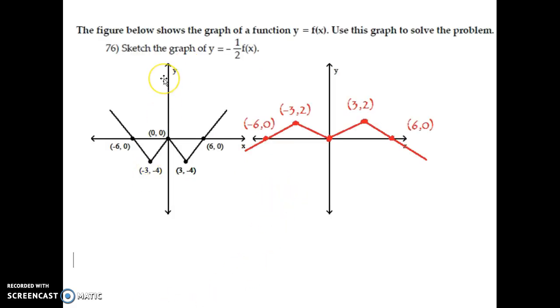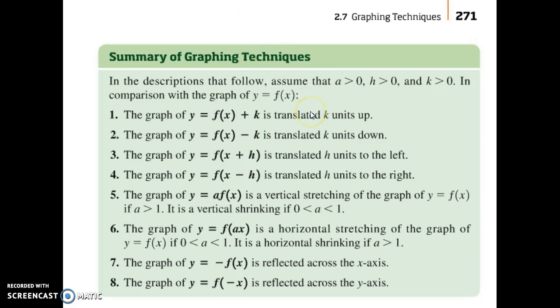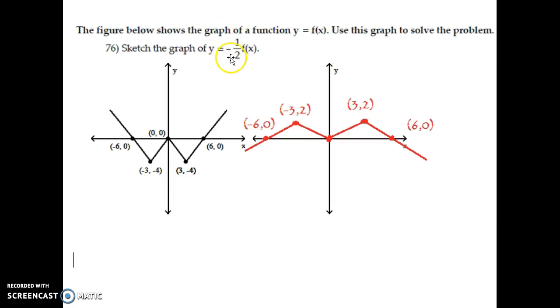For this problem, we're given the graph of y equals f of x, and then we want to graph this. So it's helpful to look back to all the transformations we can do on functions. This is on page 271. If we're multiplying by a number in between 0 and 1, that's going to shrink the graph down. And we're multiplying by a half, so it's going to shrink the graph. And we also have a negative in front, so that's going to flip it over the x-axis. So we're going to flip it over the x-axis and shrink it down. That's what our final result should look like.